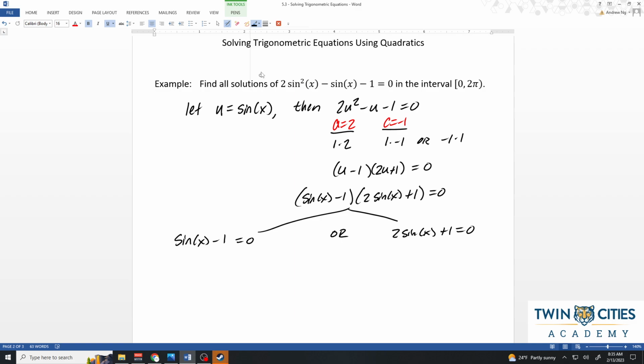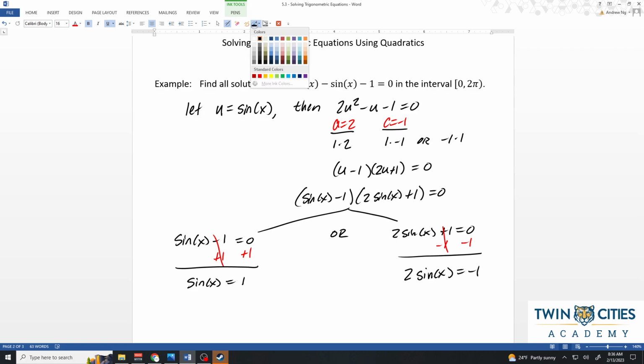Well, let's solve for both. Add 1 here, and I'll get sine of x equals 1. Okay, what about over here? Subtract 1. Two times sine of x equals negative 1, and divide by 2.